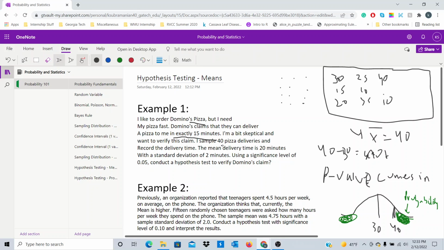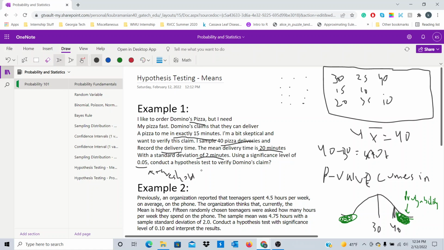So what I'm going to do is sample 40 pizza deliveries and record the delivery time for each, right? So in this sample of 40, I find that the mean delivery time is 20 minutes with a standard deviation of 2 minutes. And I want to use a significance level of 0.05 to verify Domino's claim. Now, this 0.05 here is this threshold I was mentioning, right? This threshold is what we use to determine if a p-value we're getting represents a significant difference or a not so significant difference.